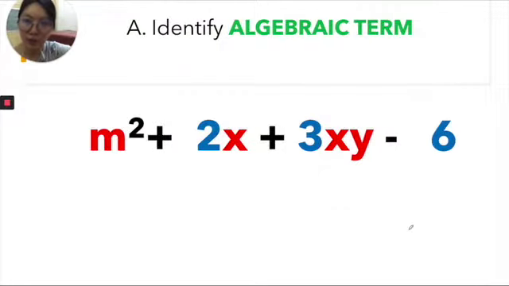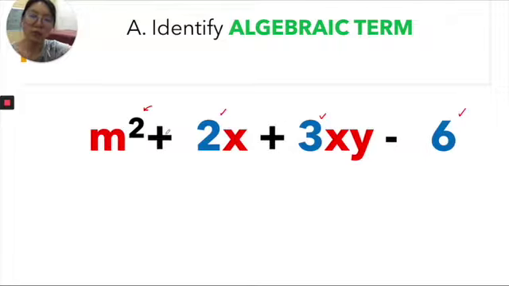Welcome to the new things that we are learning today, called algebraic term. In this algebraic expression, read together with me first. m squared plus 2x plus 3xy minus 6. So first tell me, what are the numbers here? 2 is a number, 3 is a number, 6 is a number. Be very careful, the 2 here is not a number. This is called a square.